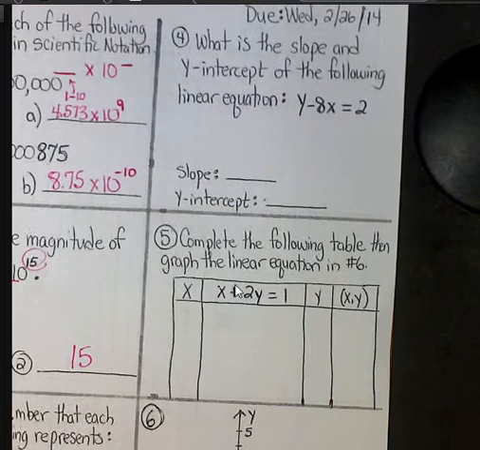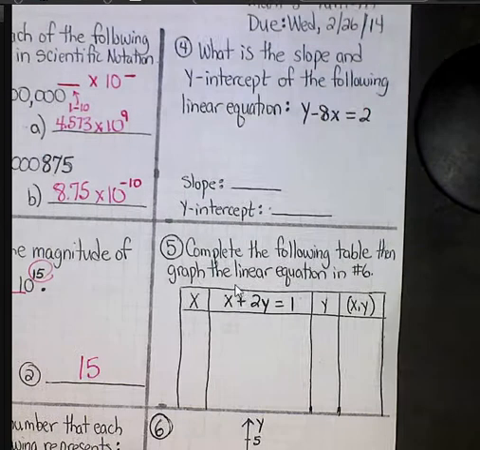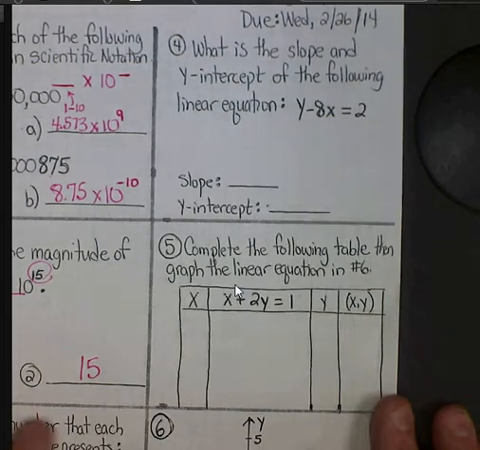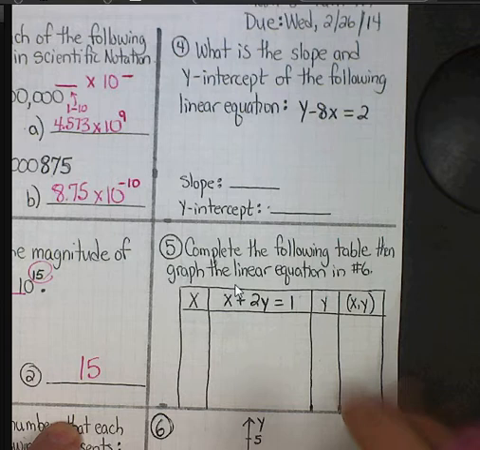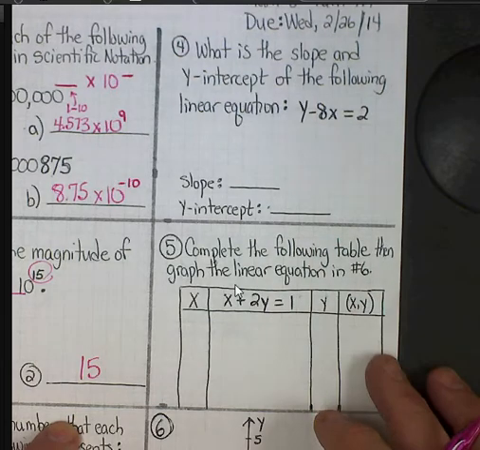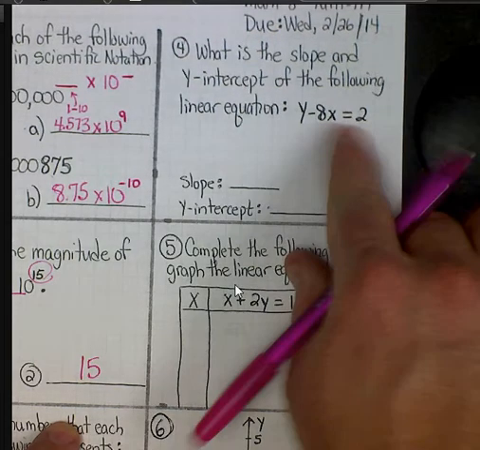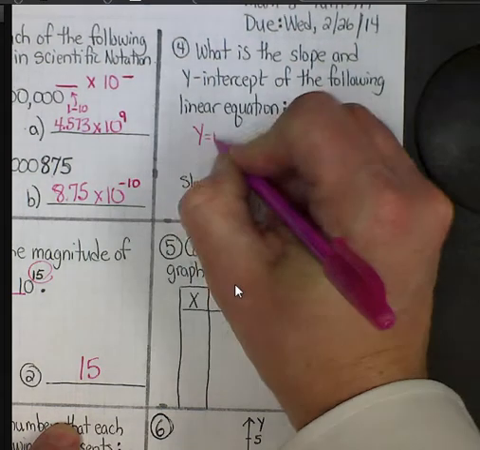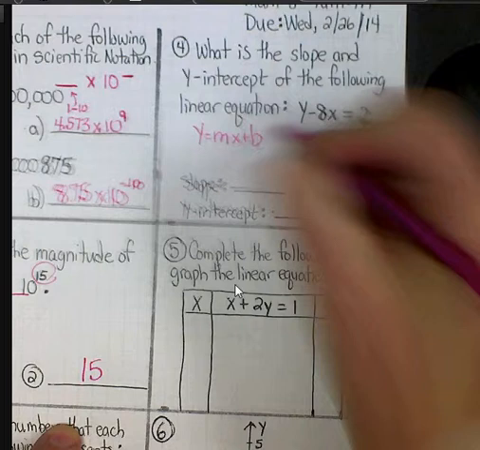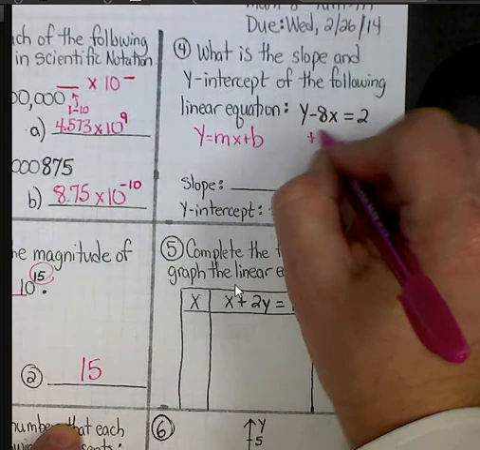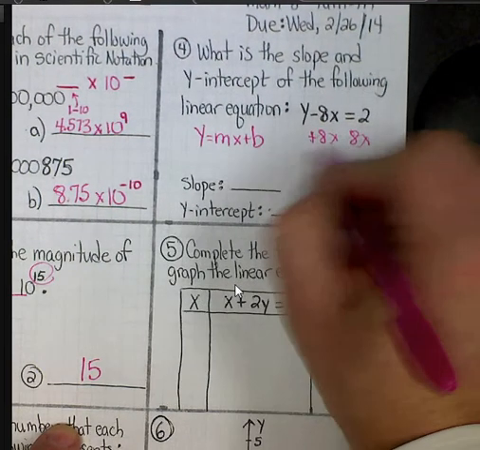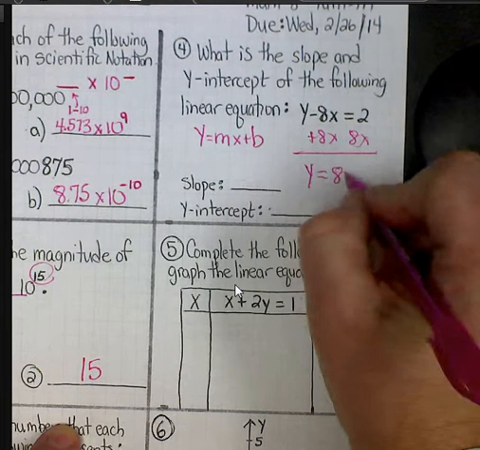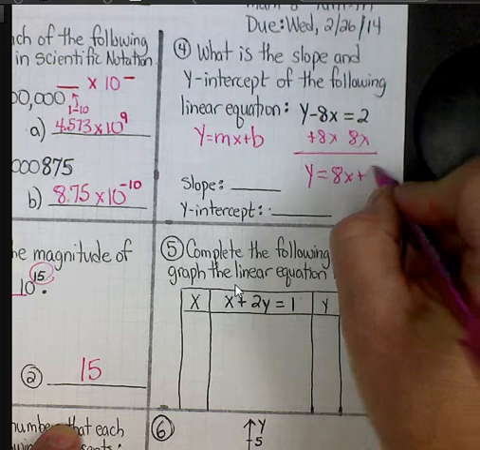Moving on to question number 4. This is the topic that we're working on currently right now. And I don't understand why some of us are getting this wrong still, but we have to look at what we need. It says, what is the slope and y-intercept of the following linear equation? To be able to determine the slope and intercept, we need to write it in slope-intercept form. That means solve for y. If I solve this for y, I would add 8x to both sides, and that will give me y is equal to 8x plus 2.